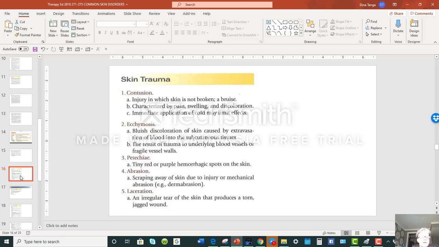Abrasion. Scraping away of skin due to injury or mechanical abrasions. Laceration. An irregular tear of the skin that produces a torn, jagged wound.